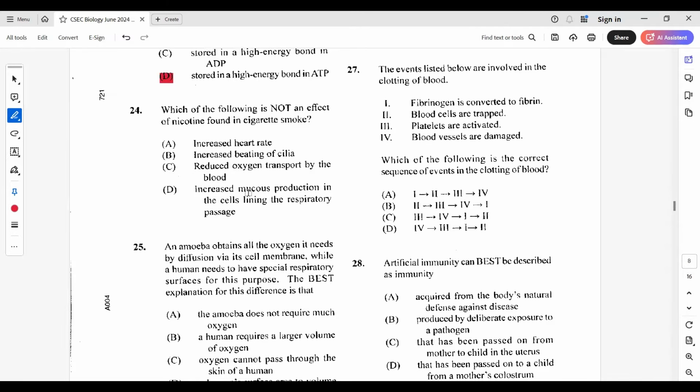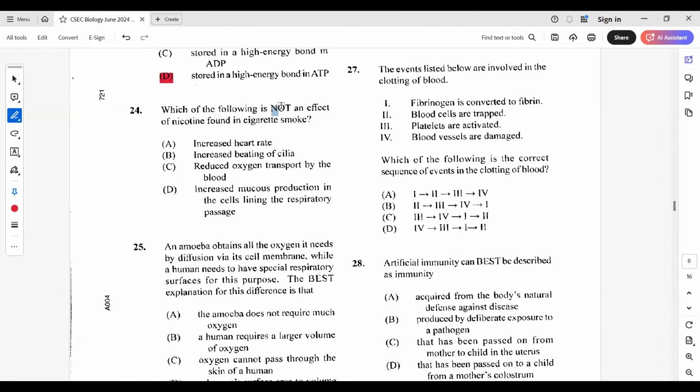24, which of the following is not an effect of nicotine found in cigarette smoke? Increases the heart rate. Yes, it does. Nicotine is a drug, a very addictive drug. Increased beating of cilia. Reduces oxygen transport by the blood. Yes, it does do that.